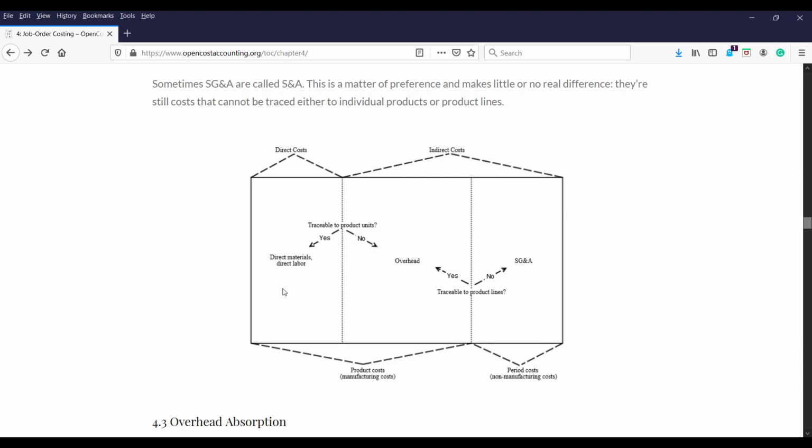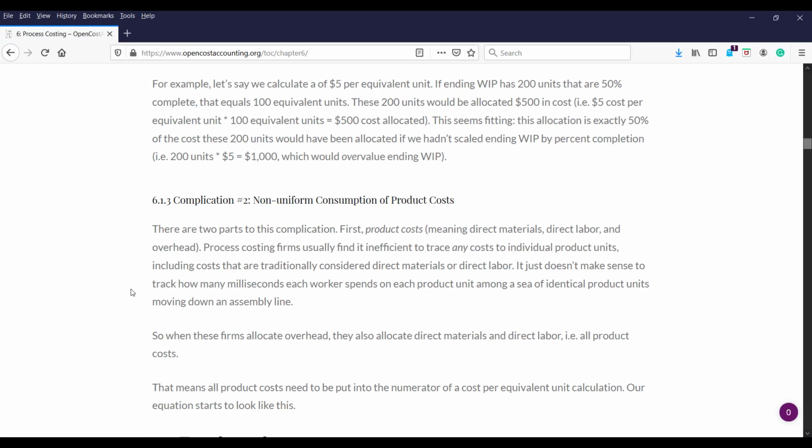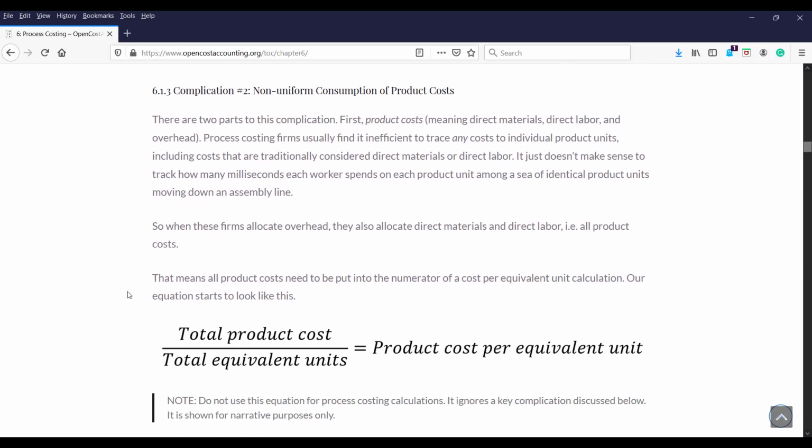So what we're going to do is we're going to just say all product costs, not just overhead. We have all product costs that we're going to be applying based on the average. So nothing in process costing typically is traced to individual product units, not direct materials, not direct labor, and of course not overhead, because you never trace overhead directly to product units. You always are applying it somehow. That's the definition of overhead. Overhead by definition can't be traced to individual product units. It'd be such a conundrum that I think the universe would explode if you had overhead that could be traced to individual product units.